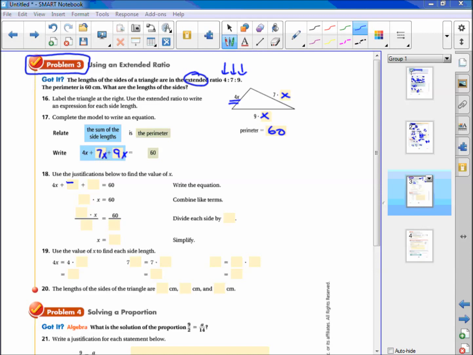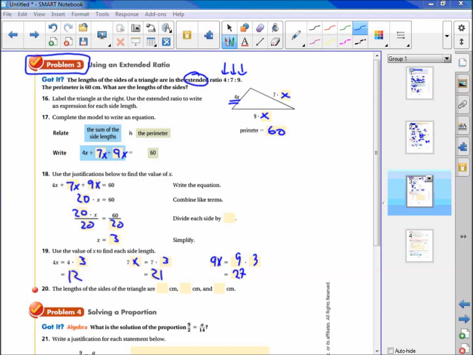And then we're going to solve for x. So 4x plus 7x plus 9x equals 60. Combine all their x's and we get 20x equals 60. So we would divide both sides by 20 and find out that x is 3. All right, so then we can plug that constant in to show how big the actual sides are. So 4 times 3 for our first side would be 12 long. And then 7x, 7 times 3, plug in 3 for x, will give us 21 long. And then in our last one, we have 9x, which is 9 times 3 for 27 long.